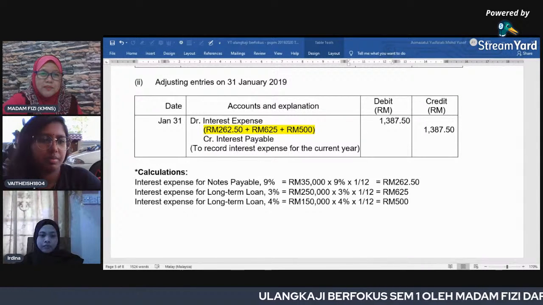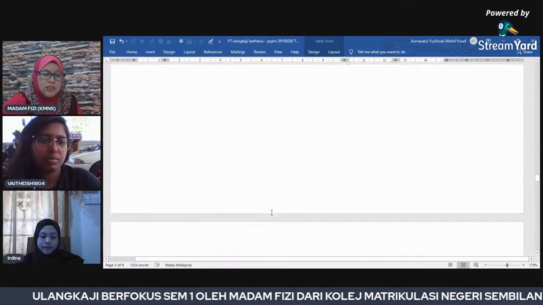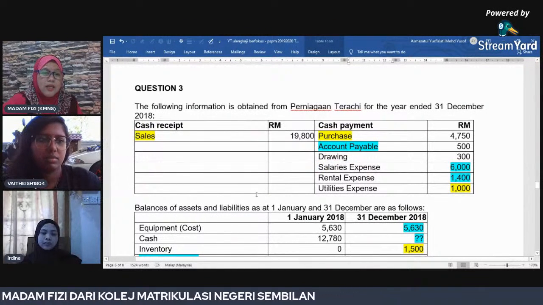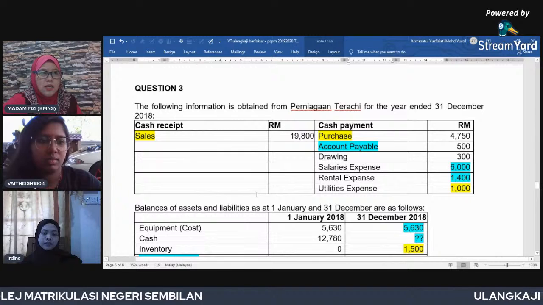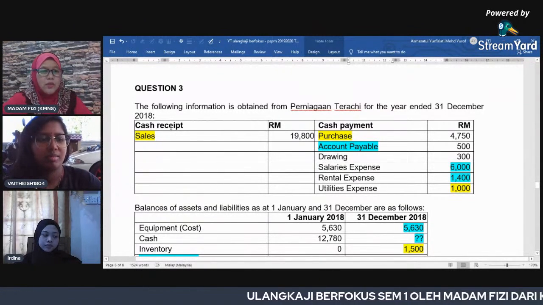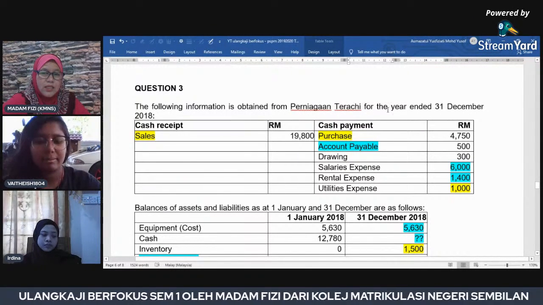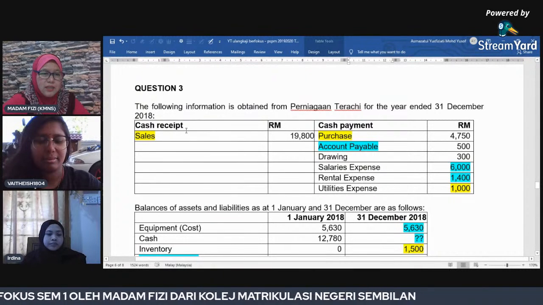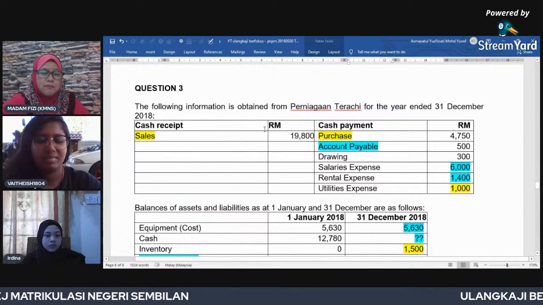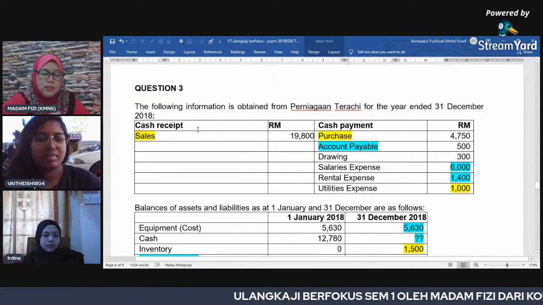Alright, I think we proceed to the next question. The third question is on topic 11, incomplete records and single entry system. The following information is obtained from Perniagaan Teraci for the year ended 31st December 2018. So this is the cash book, the cash receipts and the cash payments. Now we analyze the cash book.